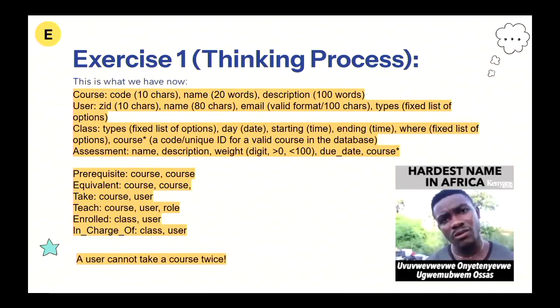So that's all about the constraints for the objects. And what about the relationships? Do they have any constraints? Actually, there are many constraints for relationships. Let's just give one example here. The example here is a user cannot take a course twice. So there shouldn't be two records in the take table with the same content.